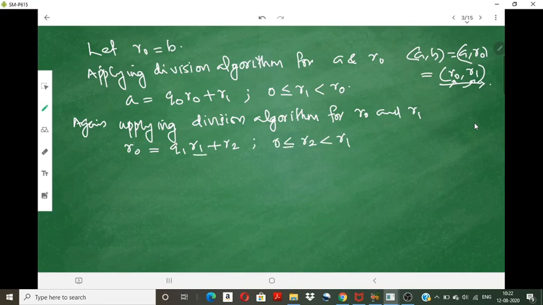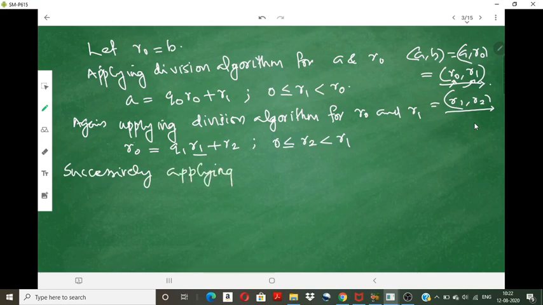Now again, this is the same as the GCD of r1 comma r2, since r2 is the new remainder, isn't it? So successively applying the division algorithm, we get a sequence of equations.